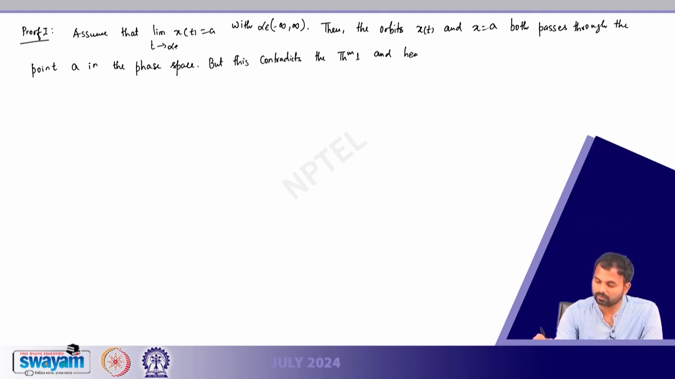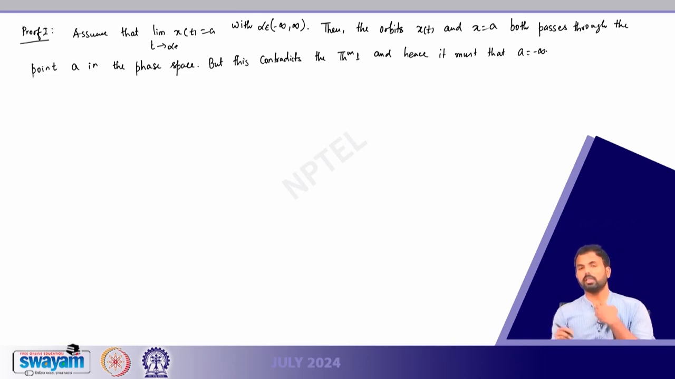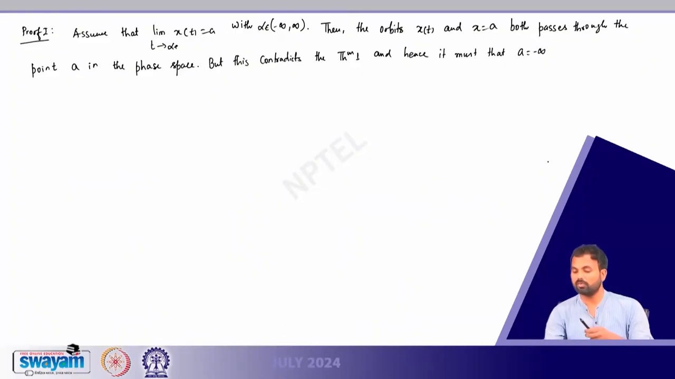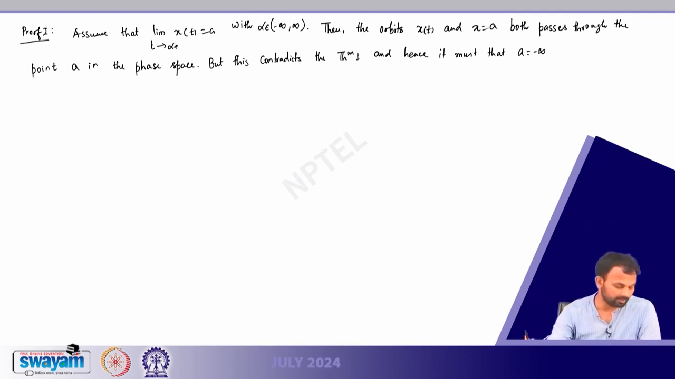And hence, it must be that a equals minus infinity, right. So, x(t) and x equals, we are saying that they are two unique orbits, but they are passing through the point x equals this point a in the phase space. So, this actually contradicts the statement of the theorem that there exists a unique orbit of equation 1 through each point in the phase space. So, the orbit is not unique then. Therefore, this leads to a contradiction, and therefore, a must be minus infinity.